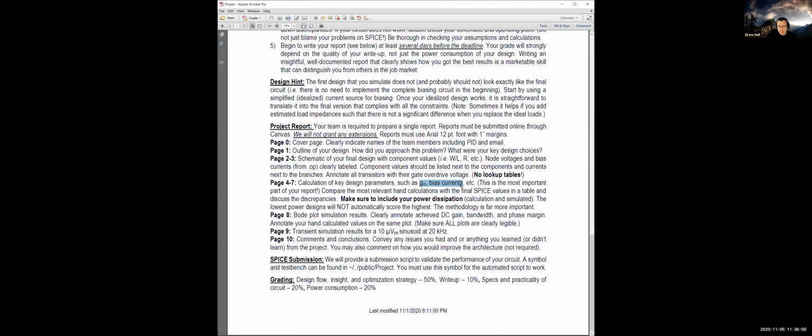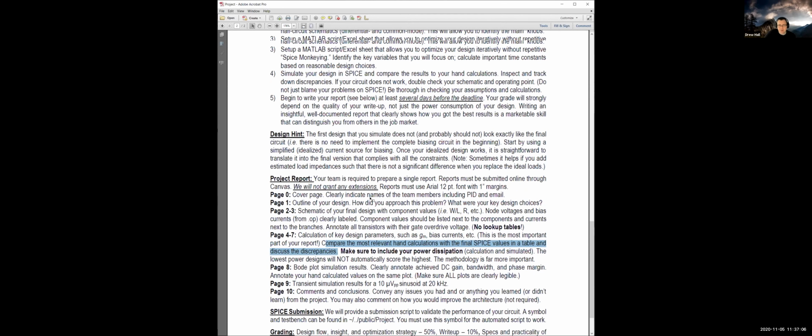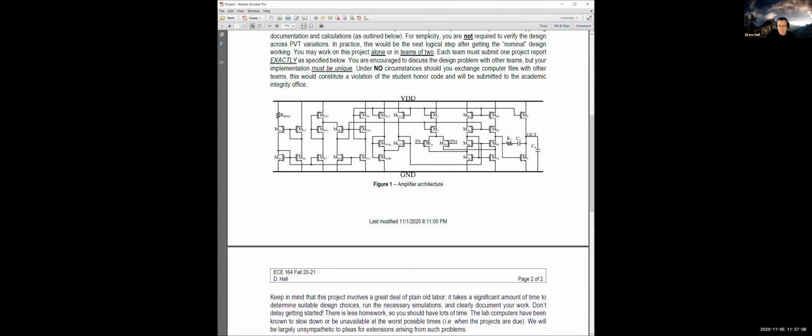I want you to show me the key design equations as well as their values and why you chose them, okay? I also would like you to compare these with your hand calculations and the SPICE values in a table and show those discrepancies. So for example, if we designed this differential pair here to have a GM of 250 microsiemens, and our hand calculation showed 250, but when we simulated it, we only got 200, I want you to explain why.